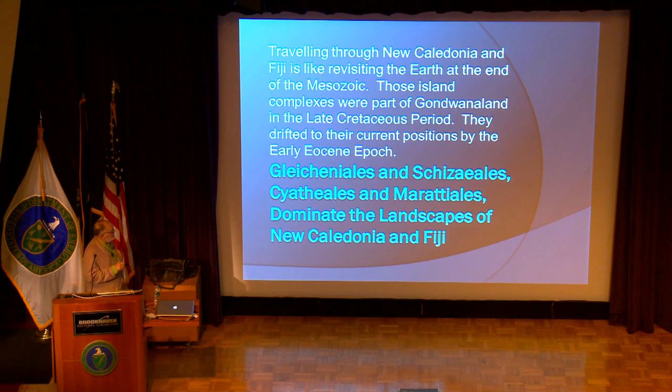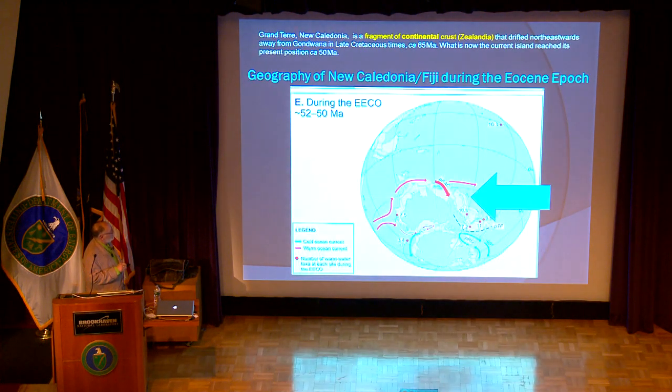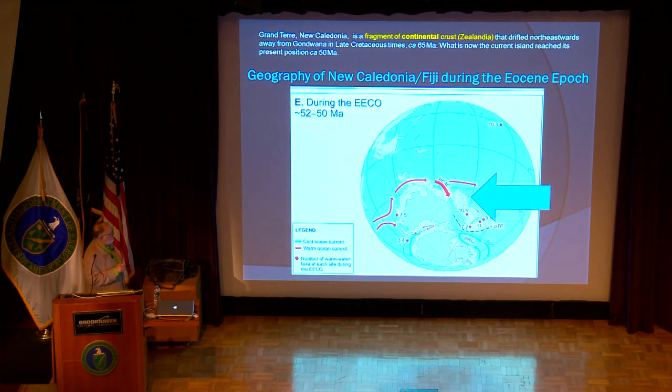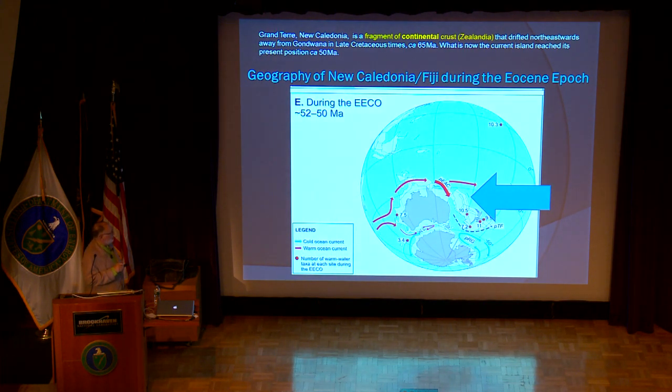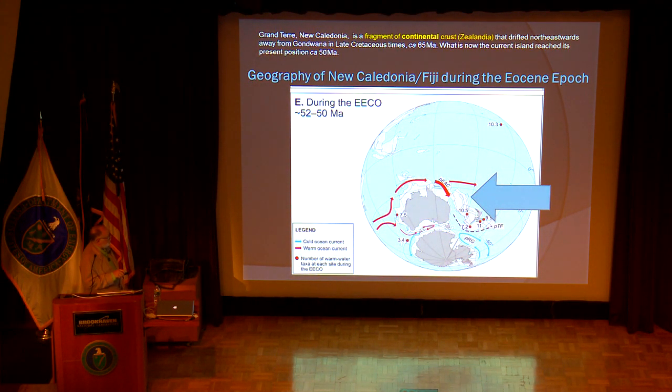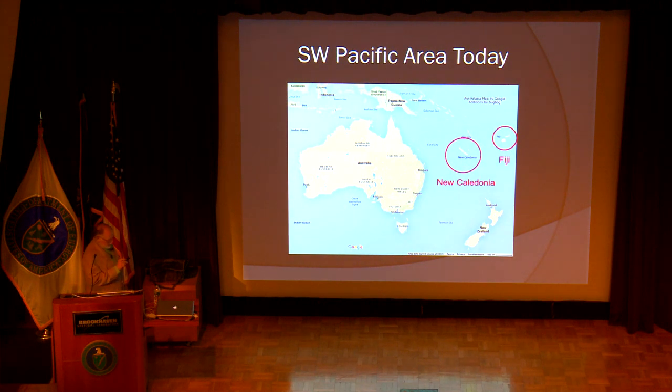The Gleicheniales and the Schizaeales, Cyatheales and Marattiales dominate the landscape, not the Polypodiaceae like up here, in New Caledonia and Fiji. So here's Gondwanaland, and the big blue arrow, and I mean big, shows where New Caledonia and Fiji were in relationship to Australia and Antarctica, which you know was covered with ferns, among other things. Here's where they are today, having drifted out. New Caledonia here, Fiji there, but they are part of the continental crust. And presumably those plants drifted out with them to their present position.